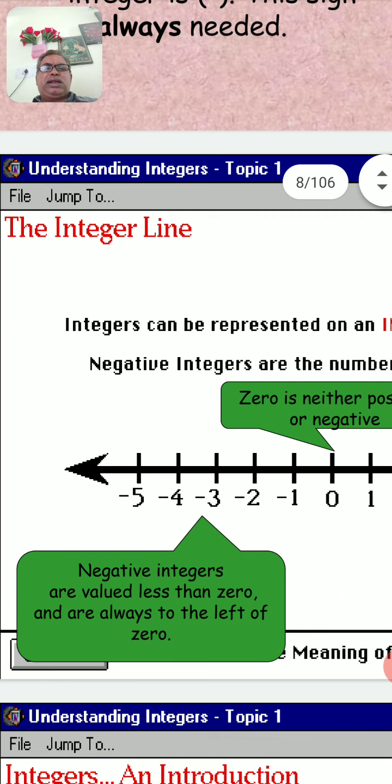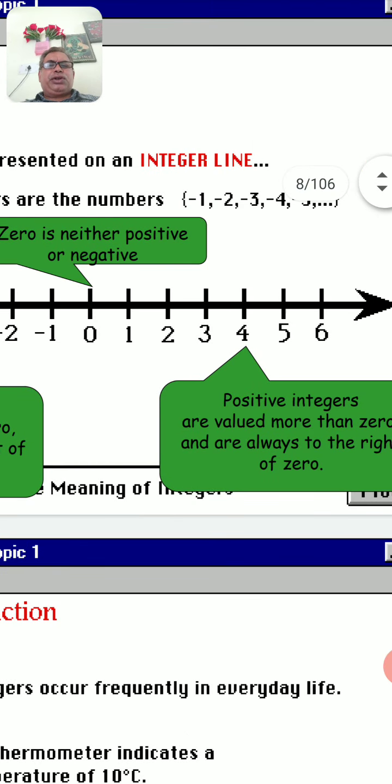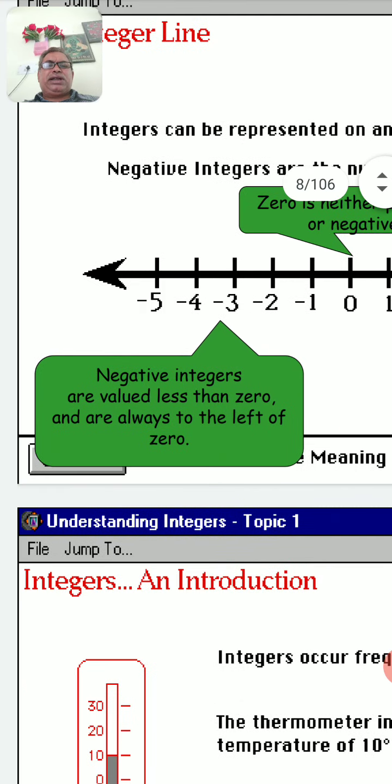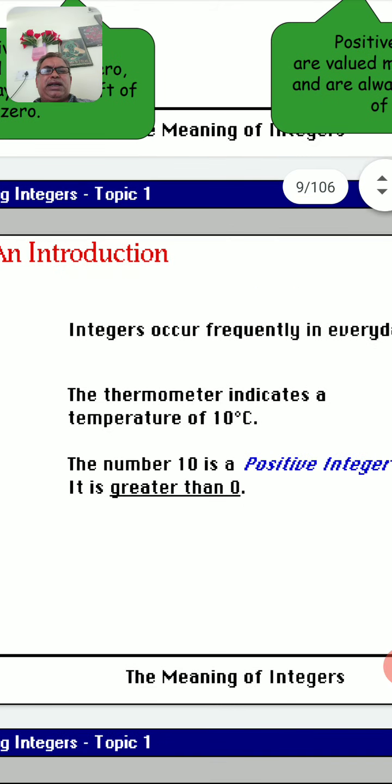Now come to the integer line. This is the integer line, 0, positive integers and negative integers, you can see. And integers, again you can see on the thermometer, plus 10 degrees centigrade, it is a positive integer, plus 10 degrees, it is greater than 0.